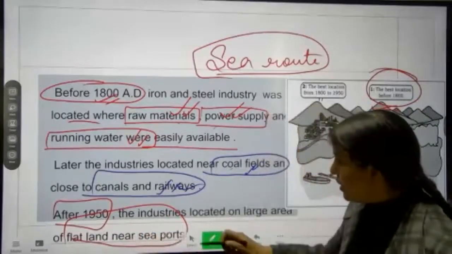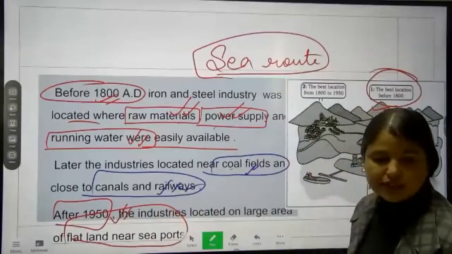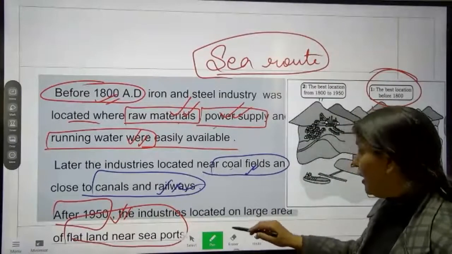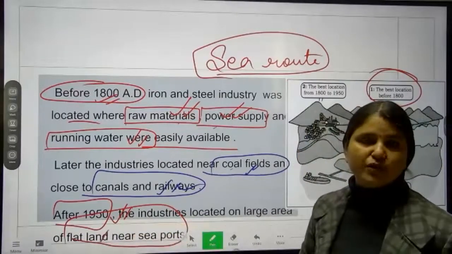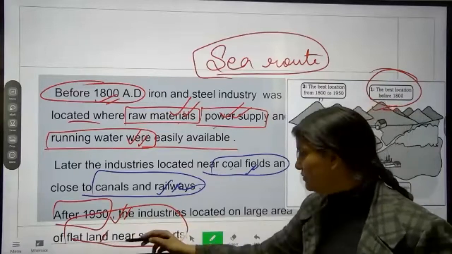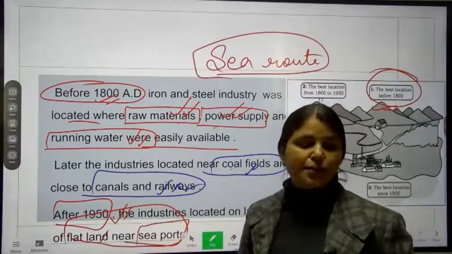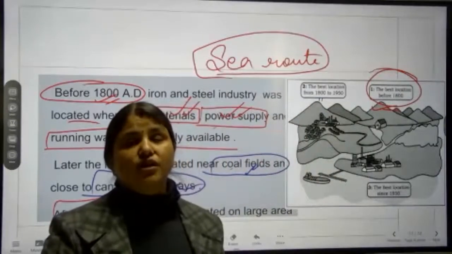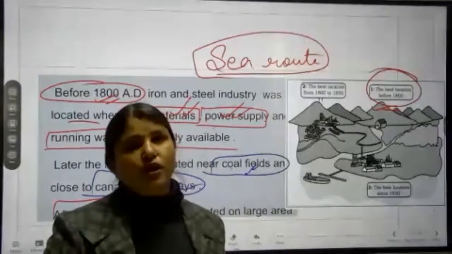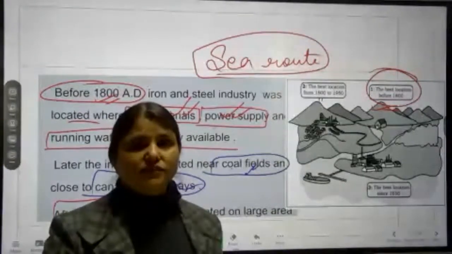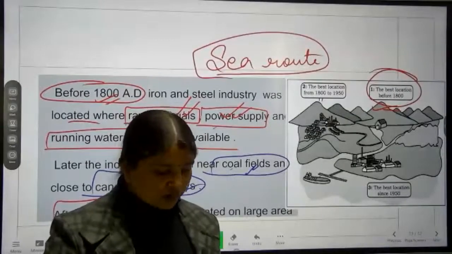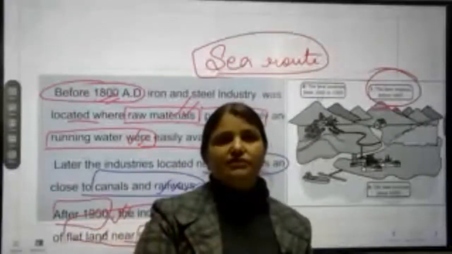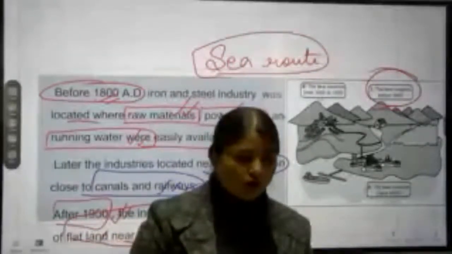So what happened? After 1950, the priority for the location of industries was an area with flat land, so transportation would be easy, plus nearby seaports. When seaports are there, by sea transport they can easily transfer their goods from one area to another, or easily export their goods. So I hope, students, it is clear to you all how the location of industry changed year after year.